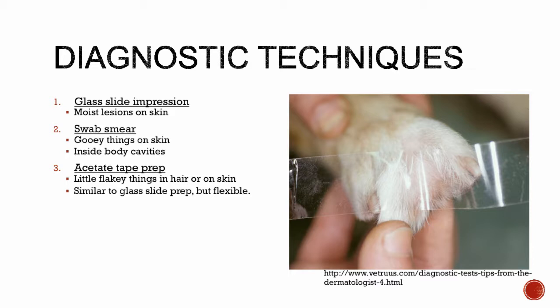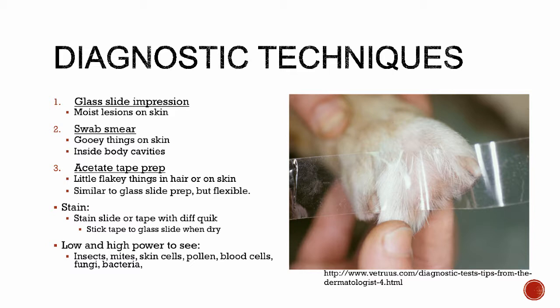So all of these things that you can see include insects, mites, skin cells. Pollen is fun. Sometimes you get little pine pollen that looks like Mickey Mouse in there. Blood cells, fungi, and bacteria. So all of these things you can see on a tape prep or a swab smear or a glass slide impression. And those are all with the DiffQuick stain, or sometimes a higher power even. And all of those things you can do for your veterinarian before they even show up.